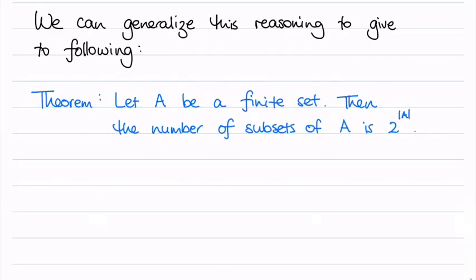And in fact, we can generalize this reasoning to give the following theorem, which says that if we have a finite set A, then the number of subsets of A is 2 raised to the power of the cardinality of A. So if you think about where that's coming from, in our example where we had our set 1, 2, 3, that has cardinality 3, and we had 2 to the 3 subsets.